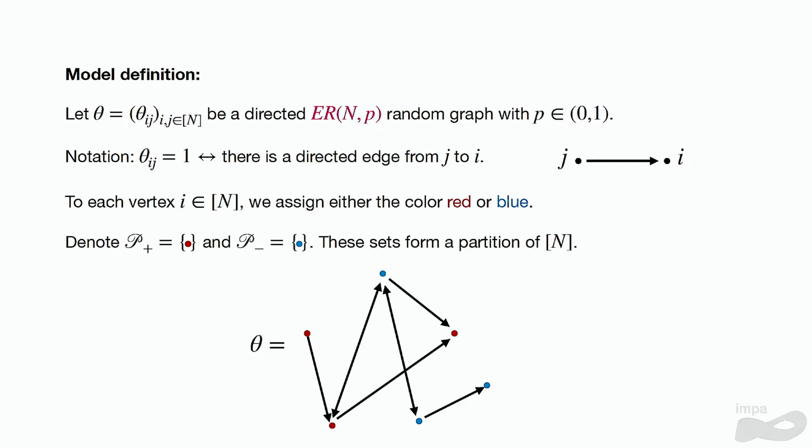So just to have an idea, if you want an illustration of this object, theta is going to be something like this, right? Vertices which are either red or blue, and they are connected by directed links, okay? So that's the first ingredient.